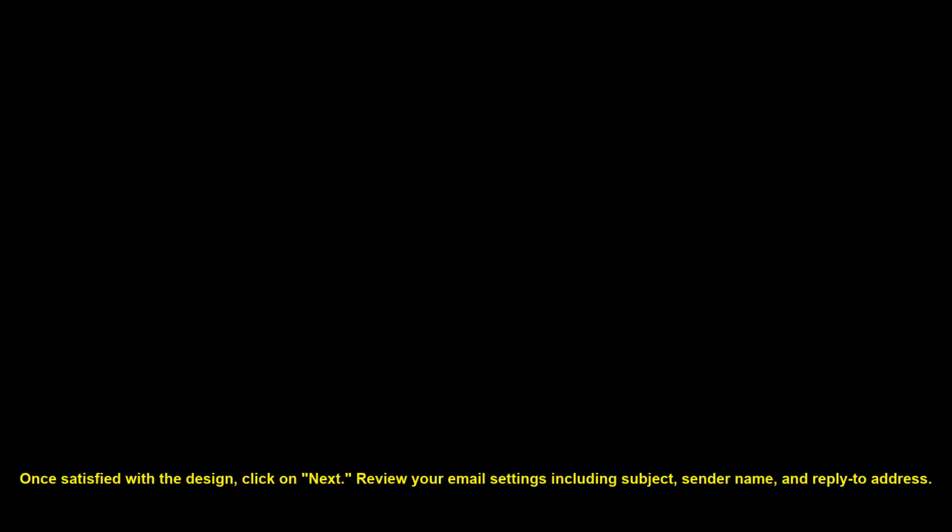Review your email settings including subject, sender name, and reply to address. When everything looks good, click on the Schedule option. Choose whether to send it immediately or schedule it for later. Confirm your choices by clicking on Send Now or Schedule. Your email campaign is now set up and ready to go.